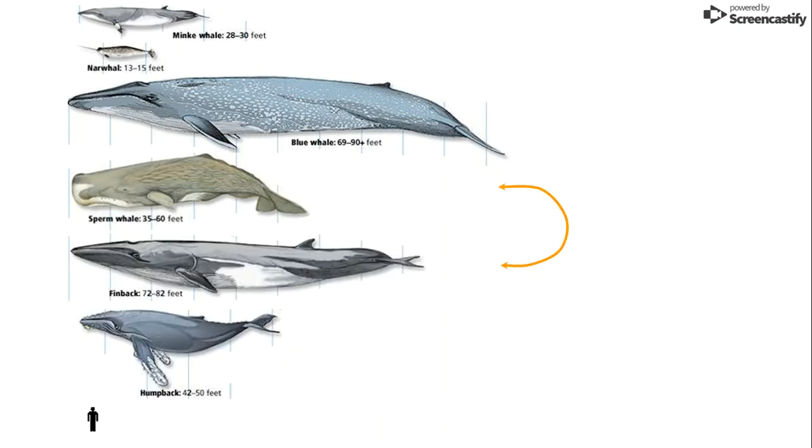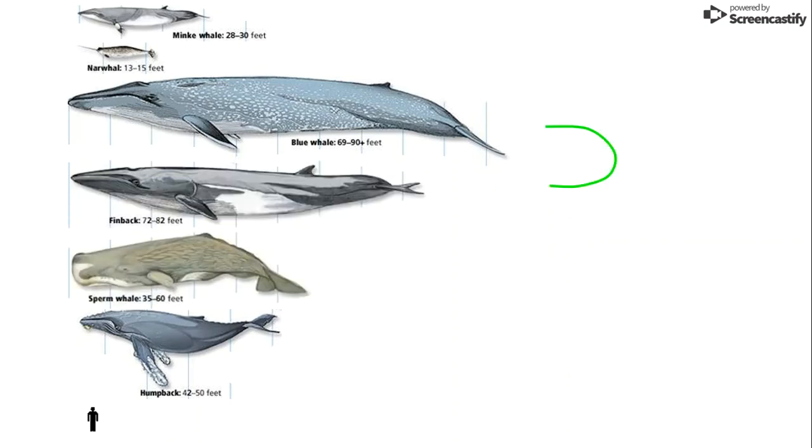Now we compare the finback to the sperm whale. The finback is larger than the sperm whale, and so we must swap. Now we compare the finback to the blue whale. The blue whale is already bigger than the finback, so we do not need to swap these 2.